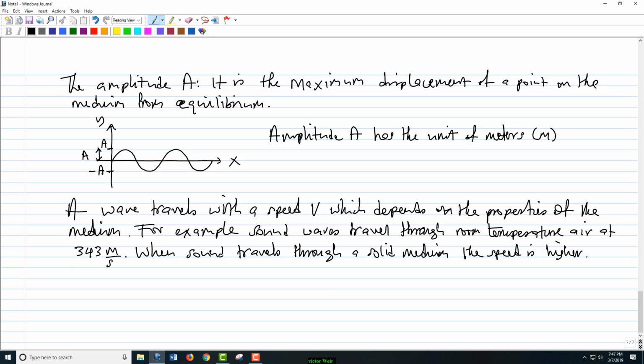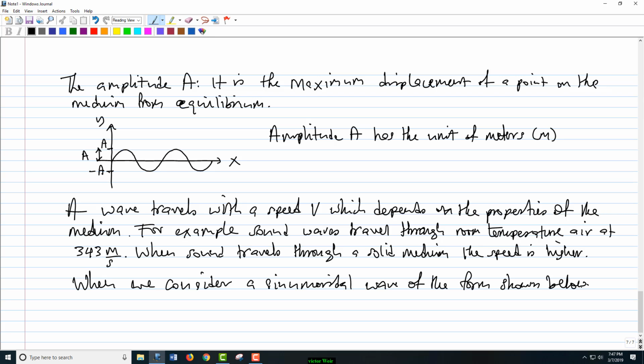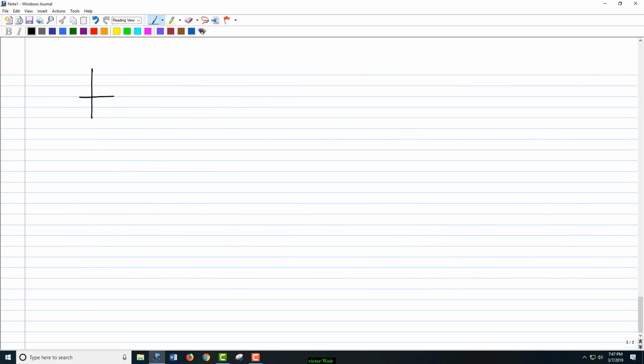Now, when we consider a sinusoidal wave of the form shown below, we can write its wave function as given. So let me draw the wave function again. This is x, that's y, and this is a sinusoidal wave. Amplitude is A, wavelength is lambda, period is T, and frequency is f.